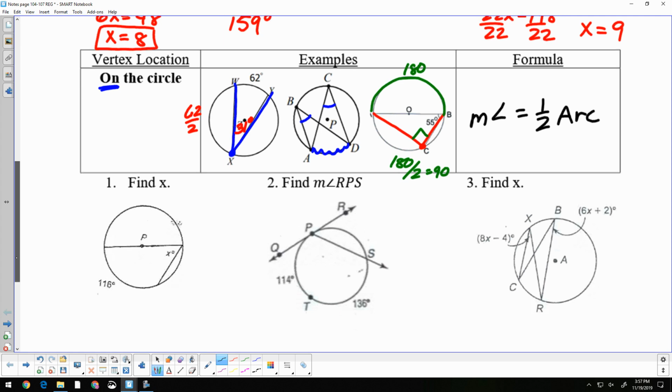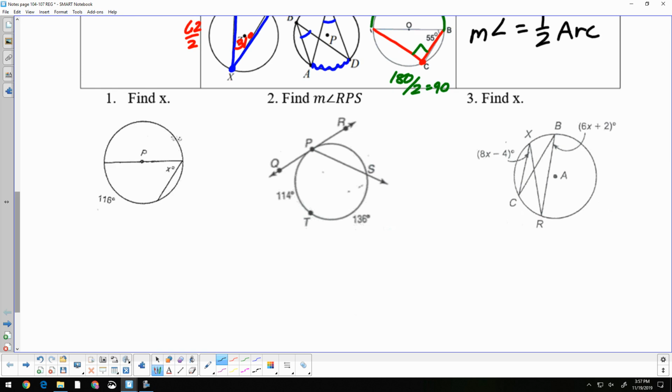Okay, so some examples with this. So first off, we check if this angle's vertex is on the circle, so the angle is going to be half of the arc. That's the formula I used. So half of the arc we're talking about is 116, because that's what's on the inside. So half of 116 gives me that x equals 58.